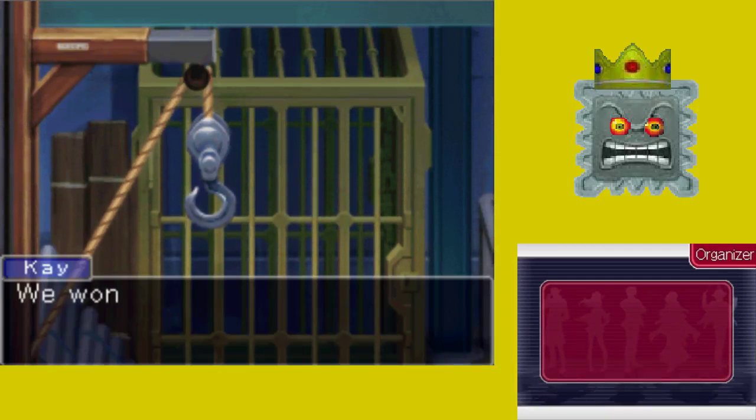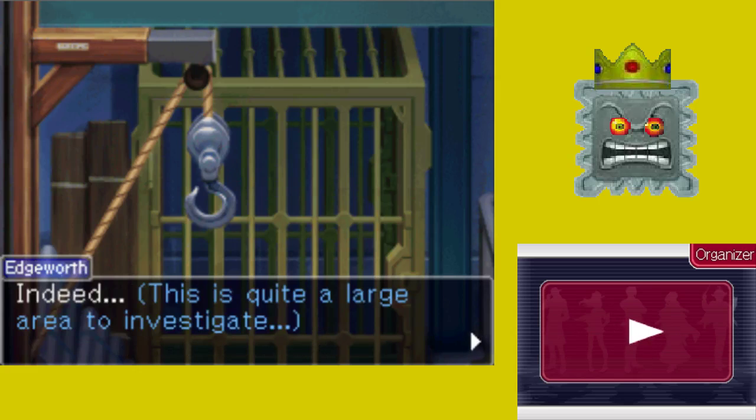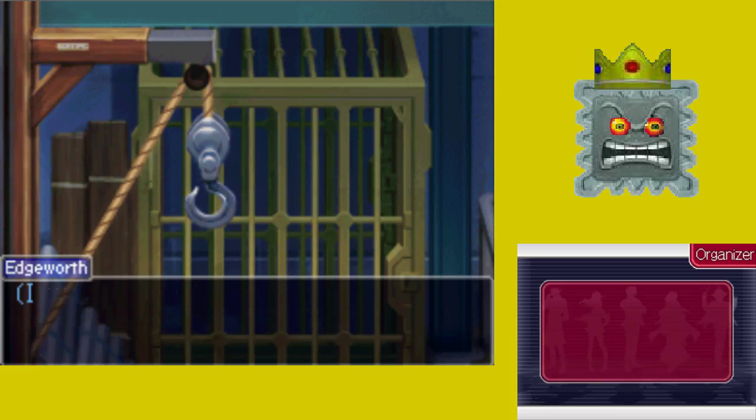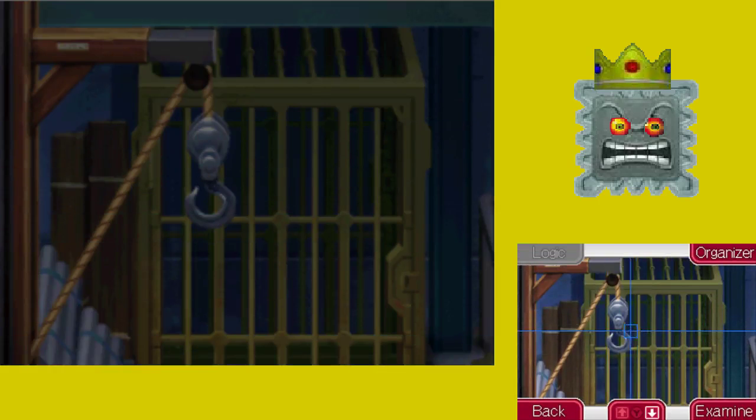Edgeworth hit a whip. I'm getting flashbacks to my childhood, Kay. I will. We won't rest until we've inspected every suspicious-looking nook and cranny. Indeed. This is quite a large area to investigate. Press the Y button to switch screens. I will not rest until I inspect every suspicious-looking nook and cranny.